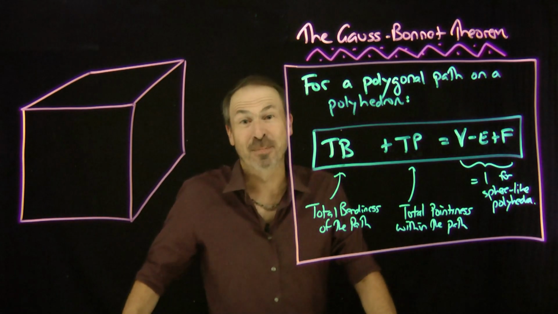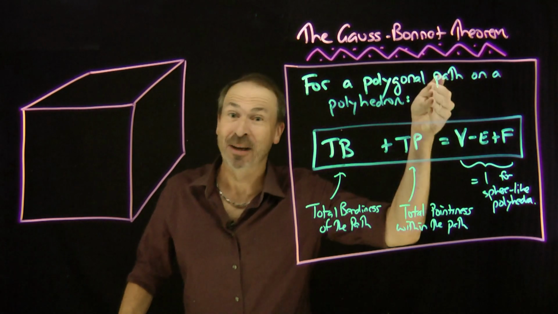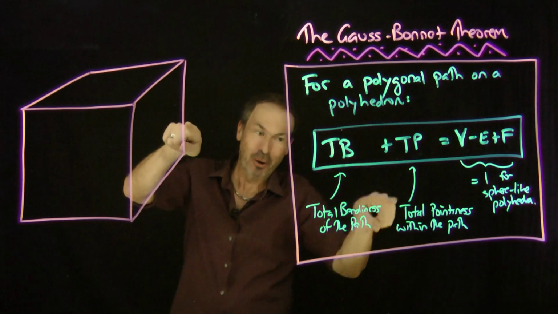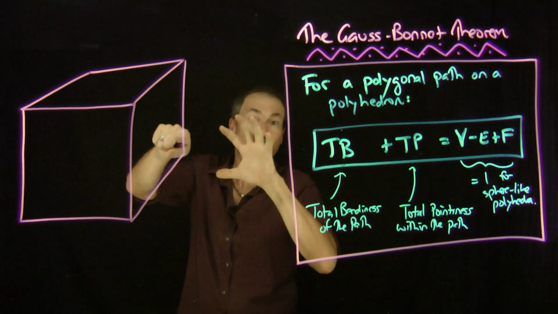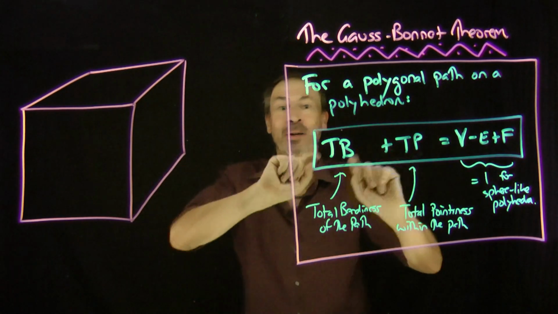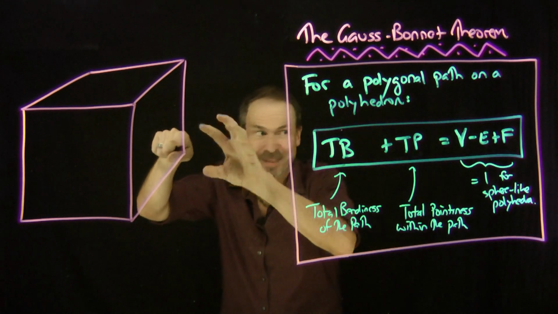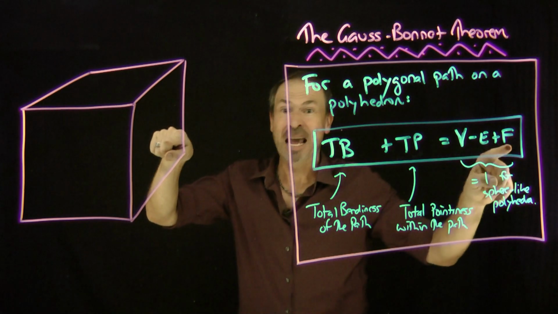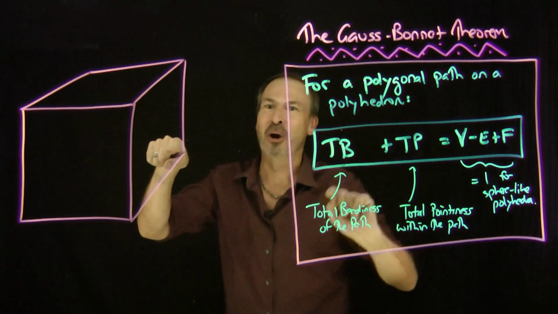Okay, so here's the Gauss-Bonnet Theorem, at least for polyhedra. For any polygonal path on a polyhedron, so we've got a path that goes all the way around, the total bendiness of that path plus the total pointiness of the surface within that path is always sure to equal a fixed number. Namely, if you look within the path, count the number of vertices you see within there, the number of edges that you see within there, the number of faces, then V minus E plus F will be a particular number. Turns out to be the same number as the total bendiness plus the total pointiness.